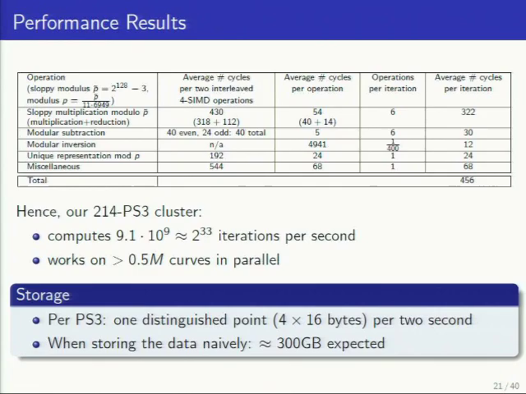So we have our PlayStation cluster. That means that we actually compute 2 to the 33 iterations per second on our cluster, and we work on more than 500,000 elliptic curves in parallel. So that was always really nice to tell visitors when they walked into the cluster room: did you know that you're now in a room where more than 500,000 curves are being processed at this very moment.